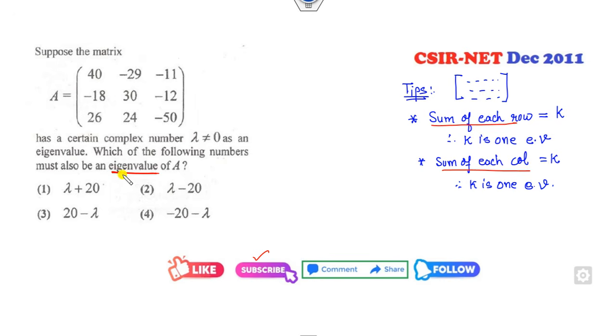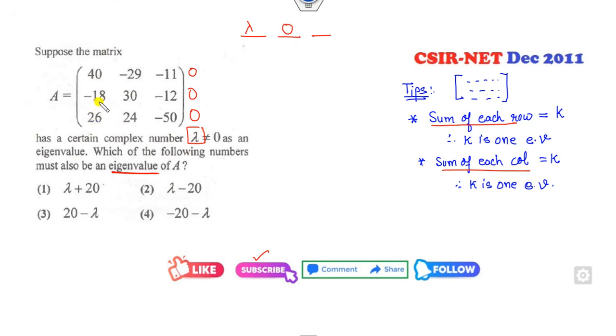Now look at this one. It's a 3 cross 3 matrix. Your target is to find the 3 eigenvalues. One eigenvalue is already given to you. Then how can you find the other two eigenvalues? First of all, we will see this concept. What is the row sum? 0, row sum 0, row sum 0. So that means 0 is one of the eigenvalues.